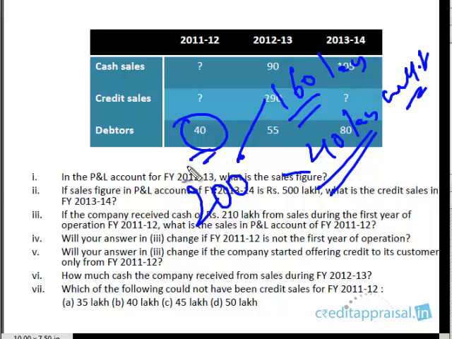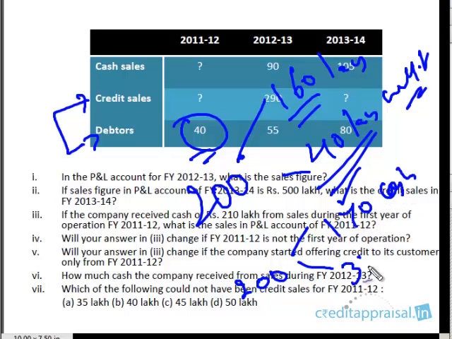Please note that data is pertaining only to credit sales. So out of the 40 lakhs credit sales, all the 40 lakhs is pending. The debtors is 40 lakhs. So this is also possible. This is possible when the entire sales made on credit basis are still outstanding. But what about the case when cash sale is 170, credit sale is 30?